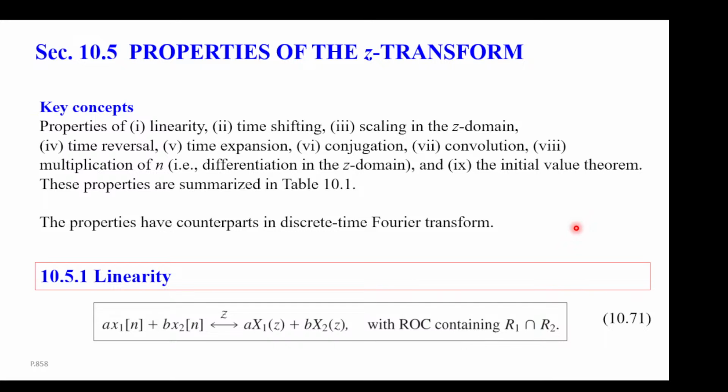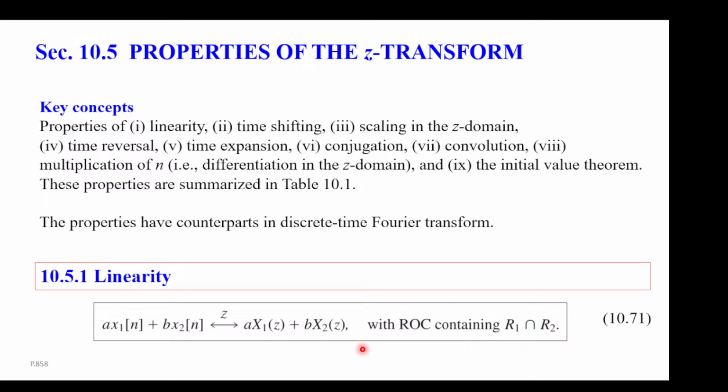Okay. So let's start with a bit of a review of these properties of the Z transform. The properties of the Z transform are very similar to the properties of the Laplace transform, which is also similar to the properties of the Fourier transform. For example, we have linearity, such that if you have a x1 plus b x2 in the time domain, it transforms to a X1 plus b X2. But just like the Laplace transform, we need to think about what happens to the ROC.